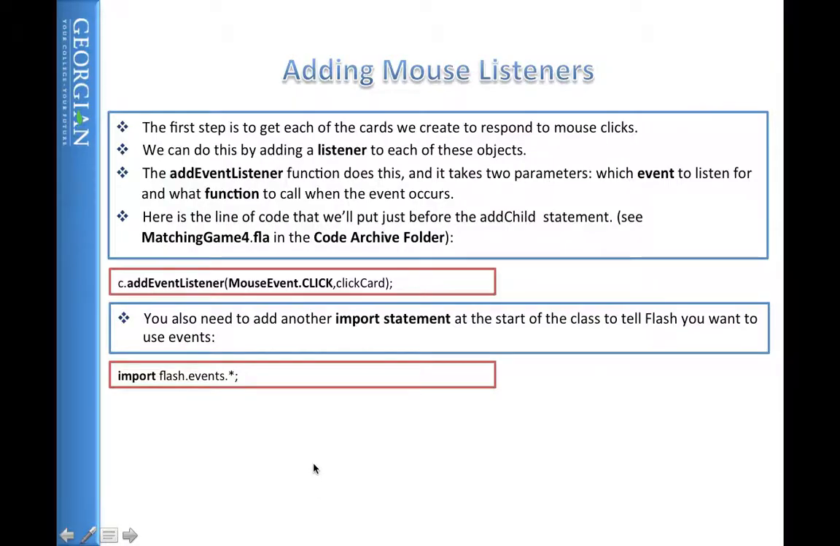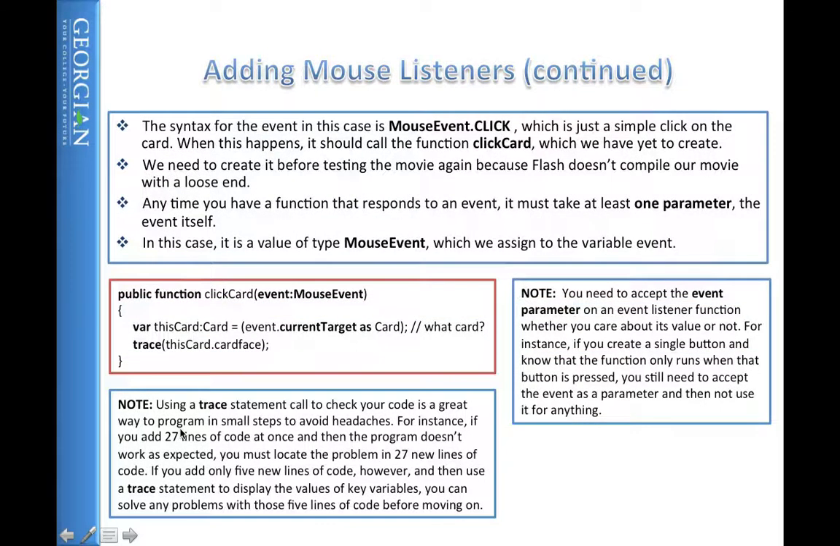Okay, going back. So again, I've added this event listener. I have to import this flash.events library, which actually gets imported automatically by Flash. And then I'm just going to create the handler. So one part is the listener, the other part is the handler, and I'm creating my trace to print out which card is clicked.